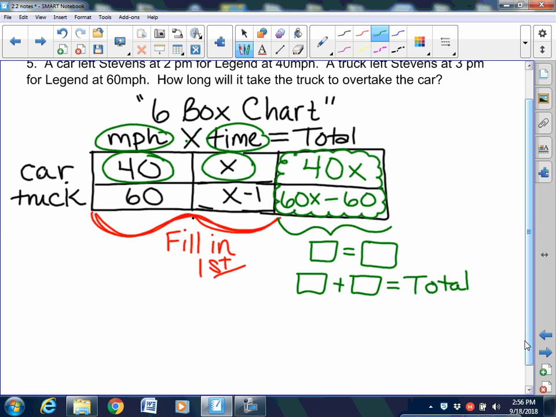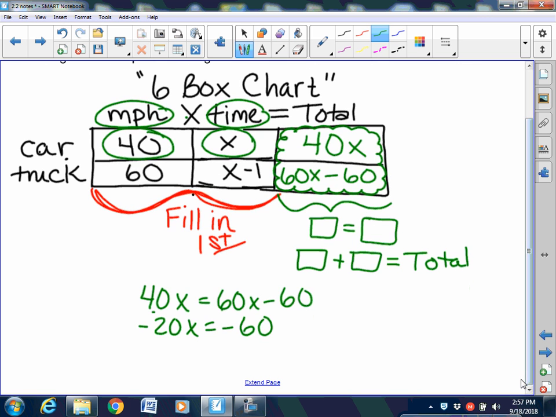So you're going to have 40x equals 60x minus 60. You can bring the 60x over to join the 40x, and isn't that going to be a negative 20x? You're going to have negative 20x equals negative 60. Divide both sides by negative 20, and x equals 3 hours.